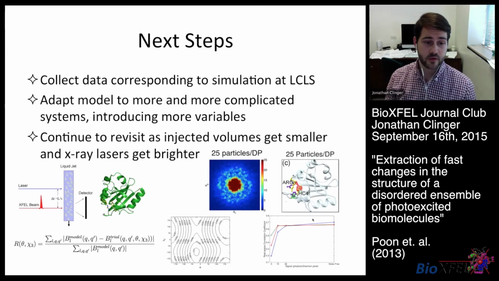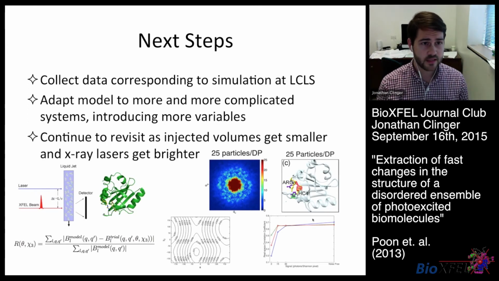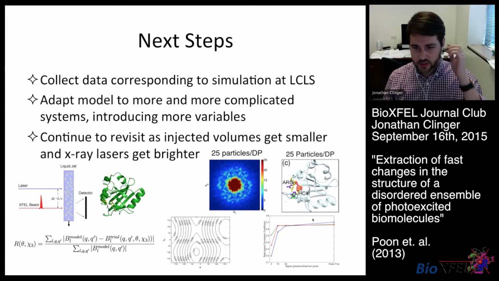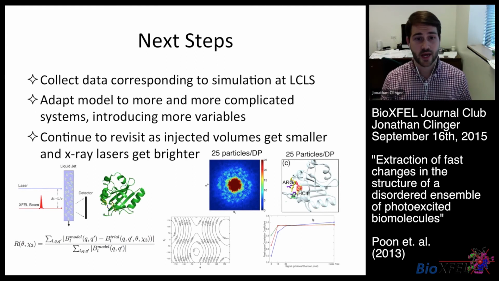And so the next steps for this path is to collect data corresponding to simulation at LCLS to make sure that even with the solvent scattering and uglier data than simulation, it does still work, and to adapt the model to more and more complicated systems, introducing more variables, right?